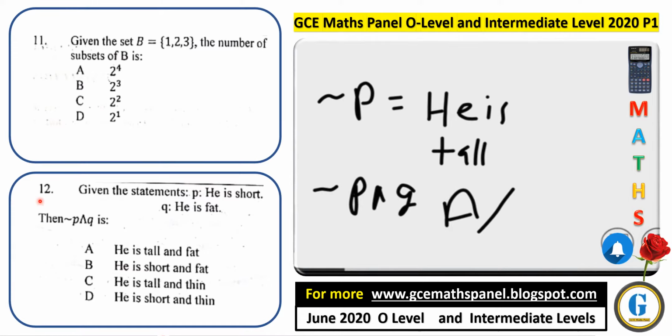So our key here will be A. He is tall and fat. That is question number 12.